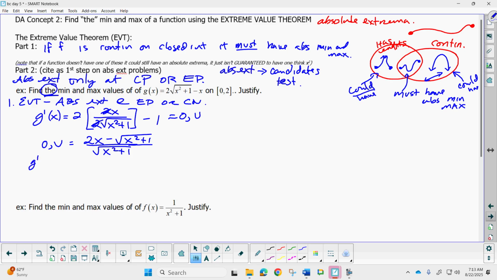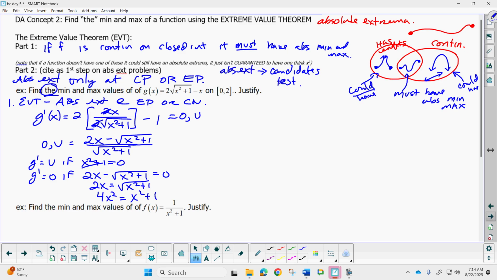Remember, g prime is undefined if x squared plus 1 is 0, but that's not happening. So g prime is 0 if the numerator is 0. That's if 2x minus root x squared plus 1 is 0. Good thing you guys know so much algebra. You can solve that well, I hope.